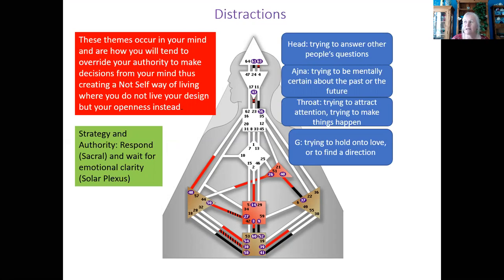No sense of waiting for emotional clarity through the relationship at all. Or throat, trying to attract attention, I've got to make things happen, instead of waiting to feel where their energy is naturally wanting to go. So they show up in your mind, and this creates your not-self, and it is full of pain and frustration and bitterness. Your strategy and your authority is where you come back to home.